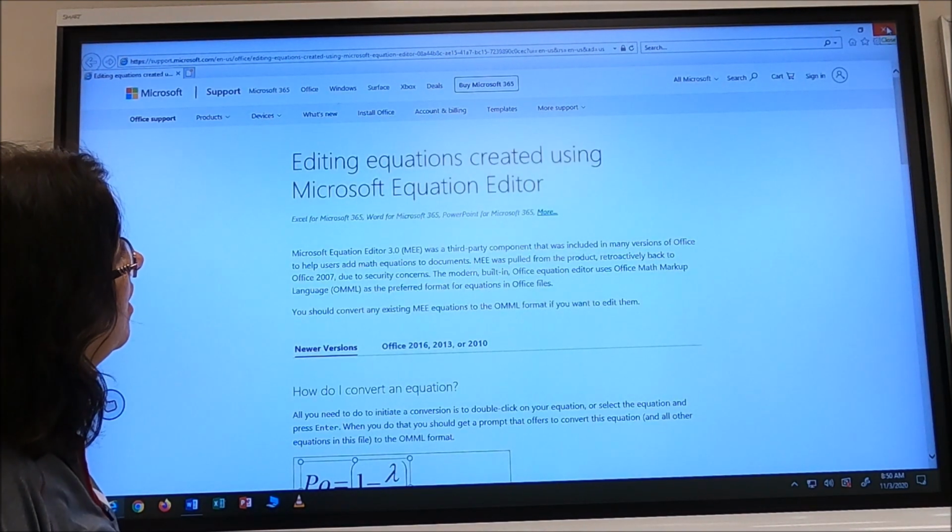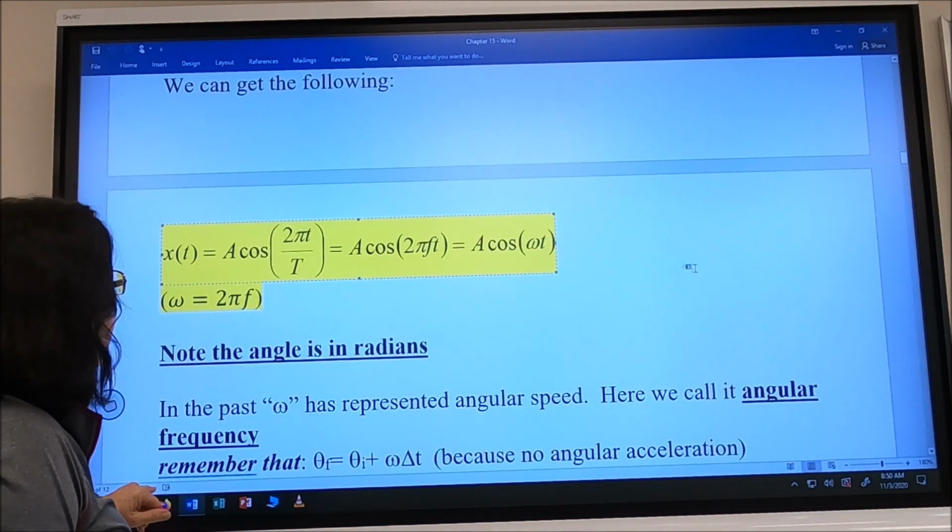Just X that out, yeah. It's because I touched it.